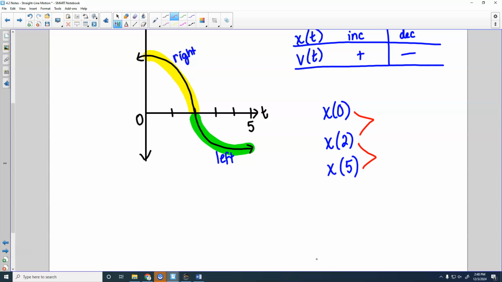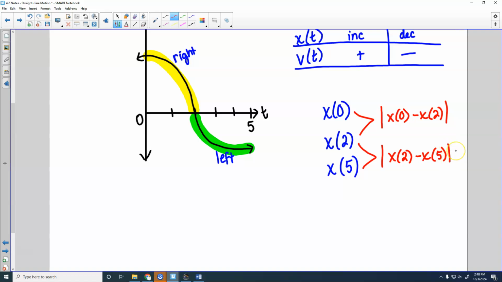What's a way we can just get rid of the negative if there is a negative? Absolute value just gets rid of a negative, right? So if it's an option, your best bet is just to say this is the absolute value of x of 0 minus x of 2. And this is the absolute value of x of 2 minus x of 5.